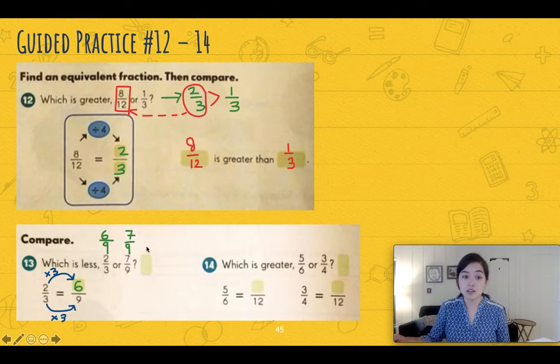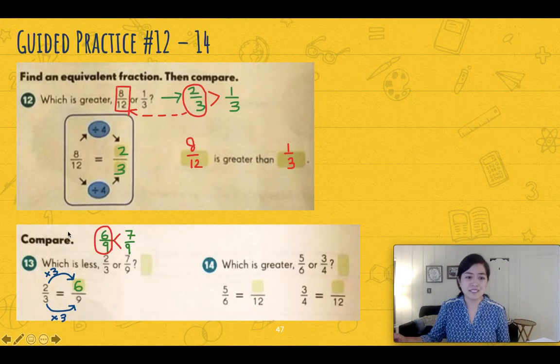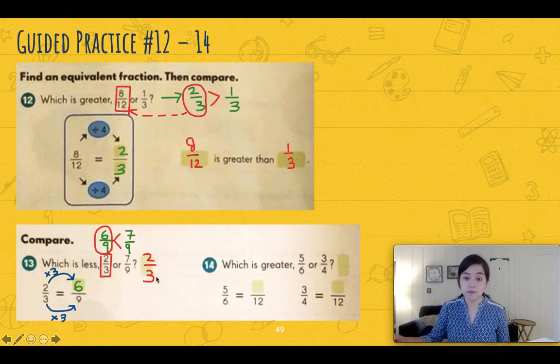Now it's easy for me to compare these two fractions. Which is less, 6/9 or 7/9? Well, let's look at the numerator because the denominator is the same. 6 is less than 7, so 6/9 is less, but is that my original number? My original number is 2/3. Okay? So my answer is 2/3 here.